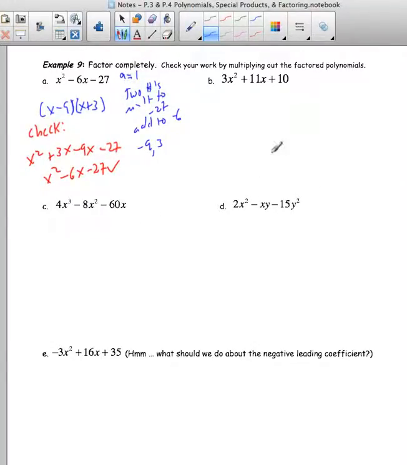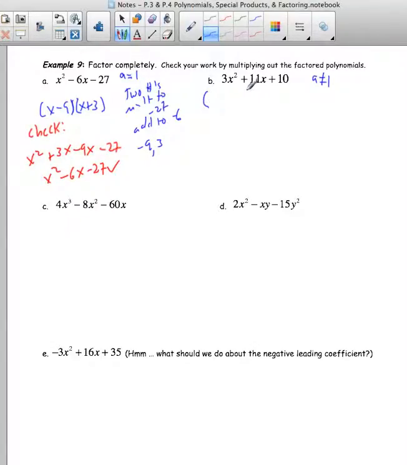In the next case, we have example 9b, 3x squared plus 11x plus 10. Here, the leading coefficient is not equal to 1. That makes our life a little bit more difficult. There are two methods. The first is guess and check. Some of you may not be familiar with guess and check.